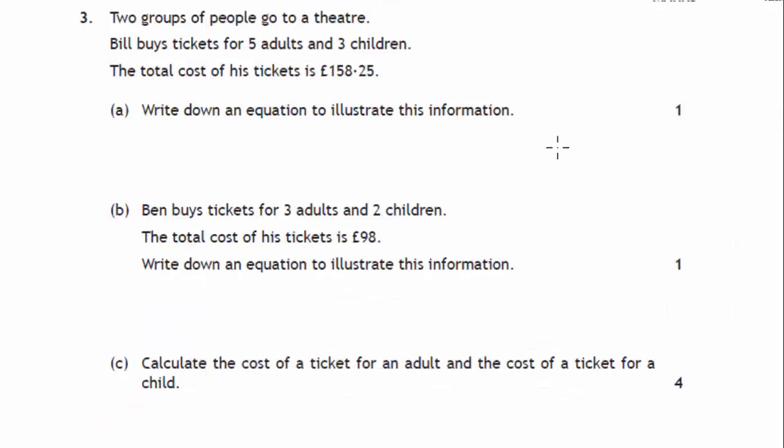So what we've got is Bill and Ben, right? They're going away and getting tickets for something. Now they're asking you to write down an equation to illustrate the fact that Bill buys 5 adult tickets and 3 children tickets for this price. So we'll just say 5A, adult ticket, plus 3C, that equals 158.25, and that gets you your first mark.